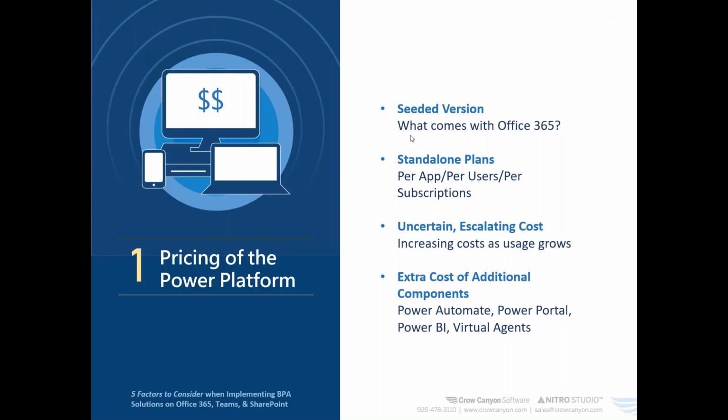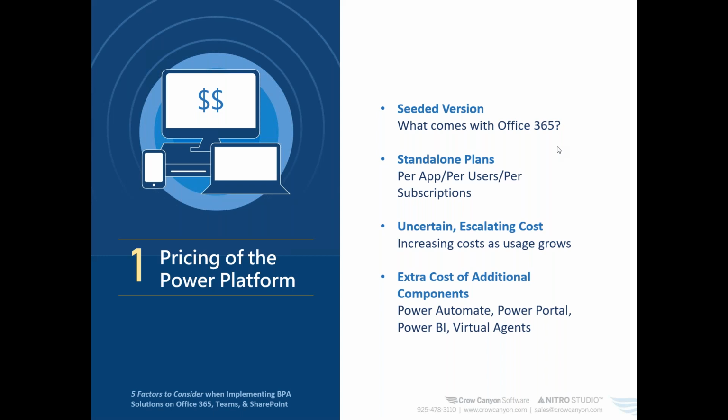So we're going to look at the seated version, what comes with Office 365. If you have an Office 365 subscription, both of them include some elements of the Power Platform. Now, these are limited versions. They're not the full thing. And Microsoft even states explicitly that if you want to get the full power of Power Apps, or the full capabilities of Power Apps and Power Automate, then you need to go with the standalone versions. And obviously, those have a cost to them, which we'll look at in a moment. And that's what the standalone plans are about.